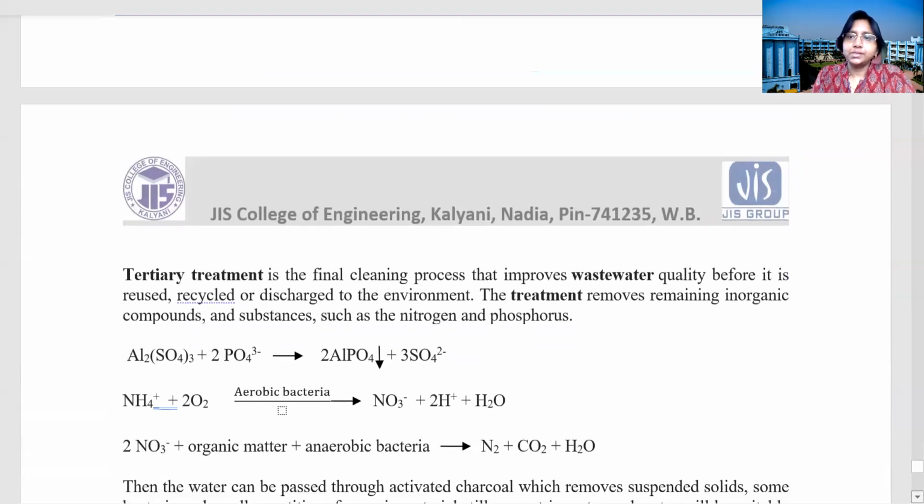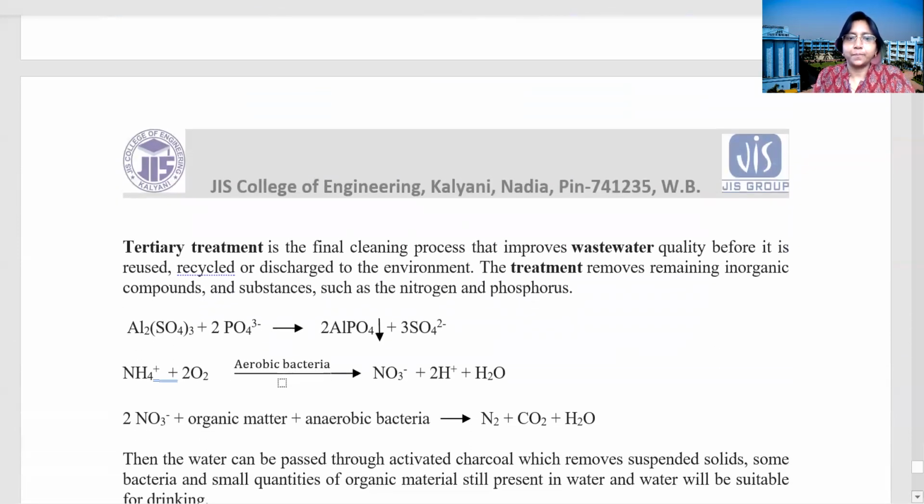The last part is the tertiary treatment. Tertiary treatment is the final cleaning process that improves wastewater quality before it is reused, recycled, or discharged to the environment. The treatment removes remaining inorganic compounds and substances such as nitrogen and phosphorus. So it may contain nitrogen and phosphorus, these nutrients. They must be removed if we use the water for drinking purposes.